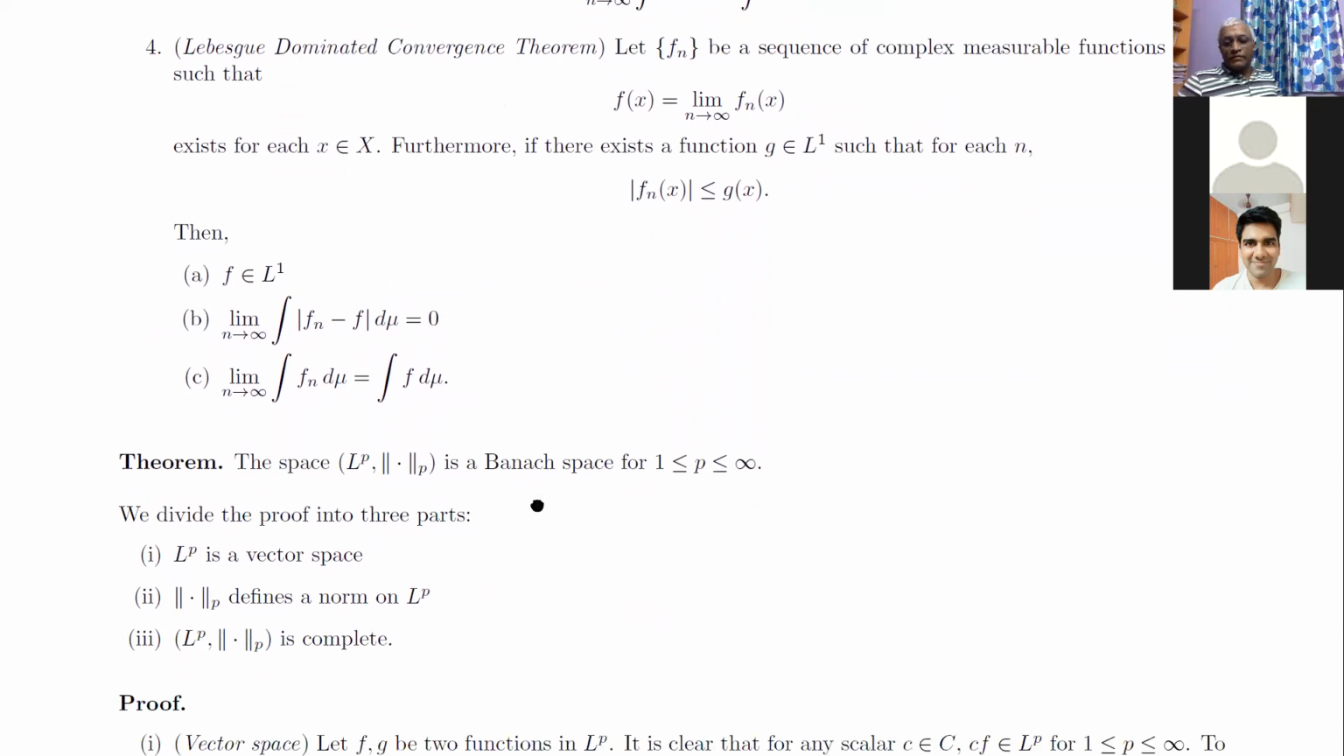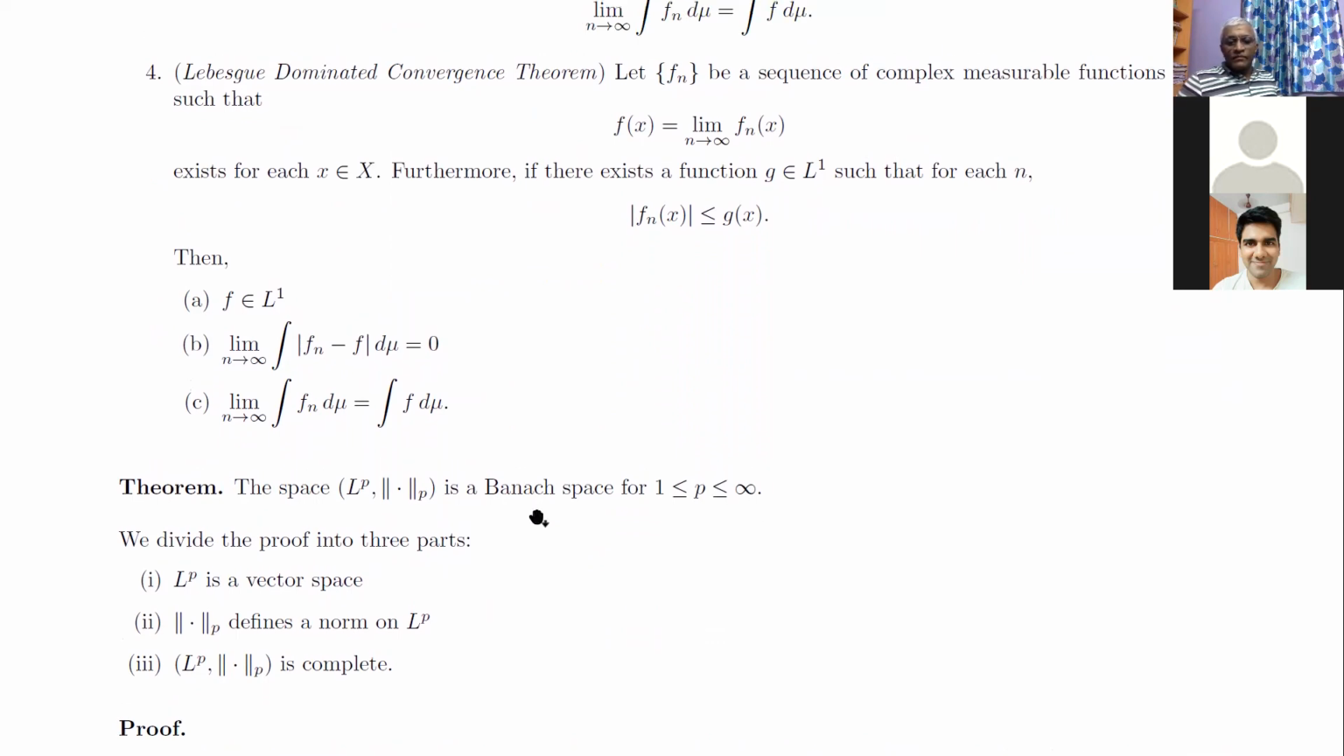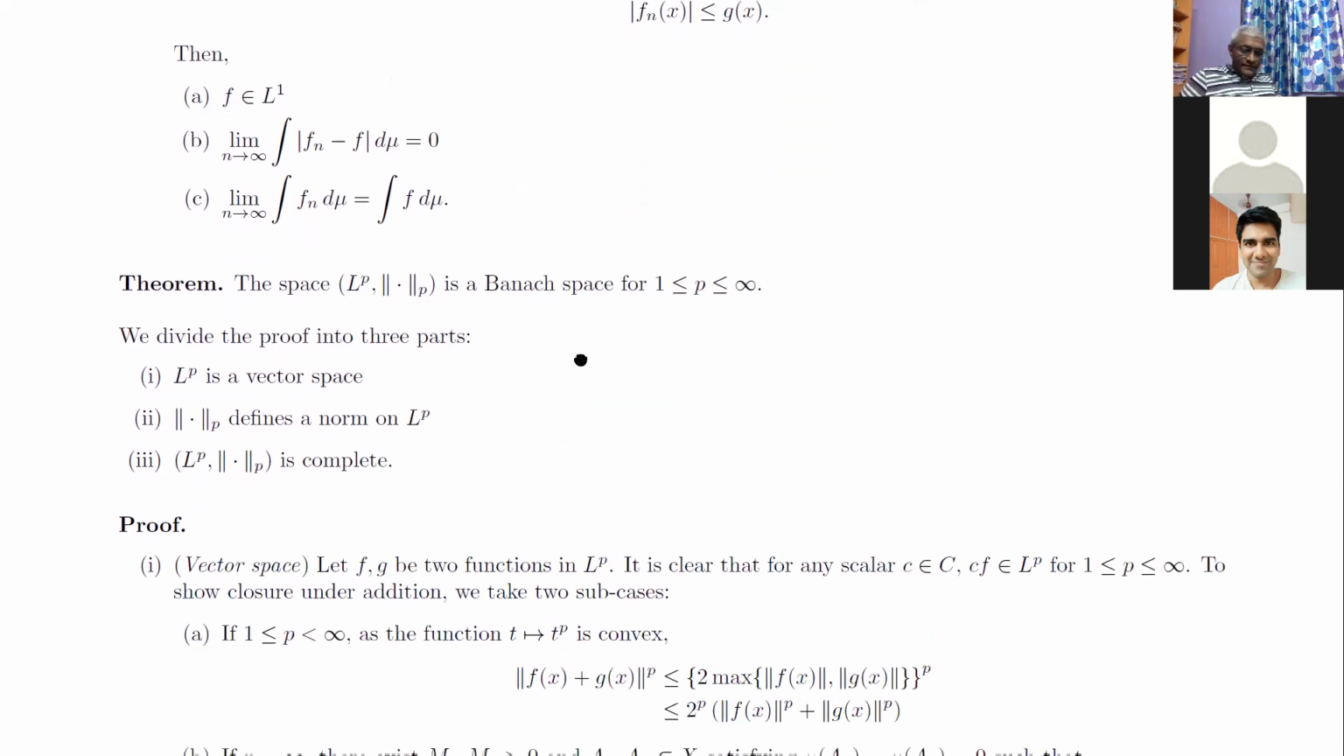Now comes the meat of the argument, which is to prove that L^p is in fact a Banach space. As we saw earlier, to prove something is a Banach space, we need to see three aspects of it. One is to prove that it is a vector space, then we have to define a norm on it and show that it is in fact a norm, and finally give an argument for its completeness. So let's take it piece by piece.